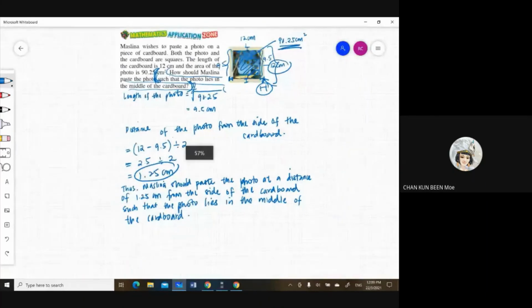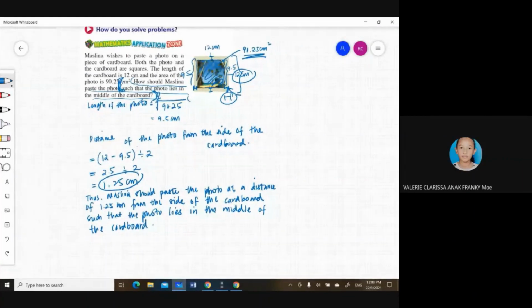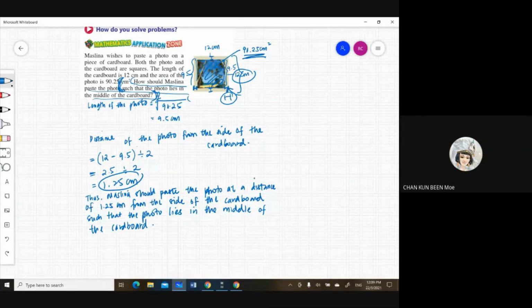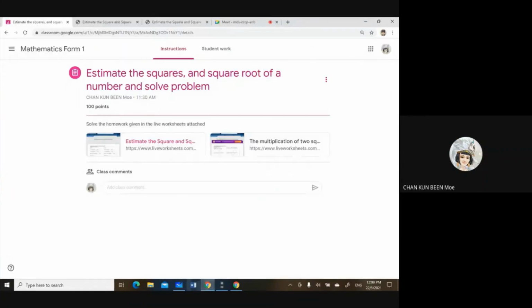Okay, do you have any question, class? No. You understand? Yes. Okay, good. Then for the second exercise, you go back to your GC over here. I want you to do the multiplication of these two, square root and square of the number. This one will include the problem solving.